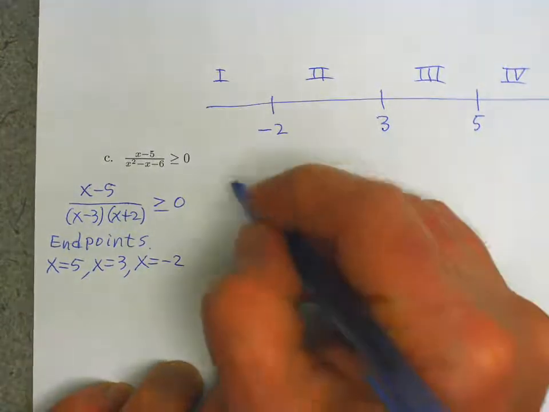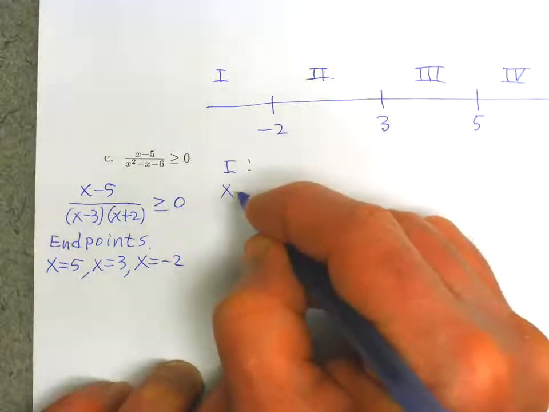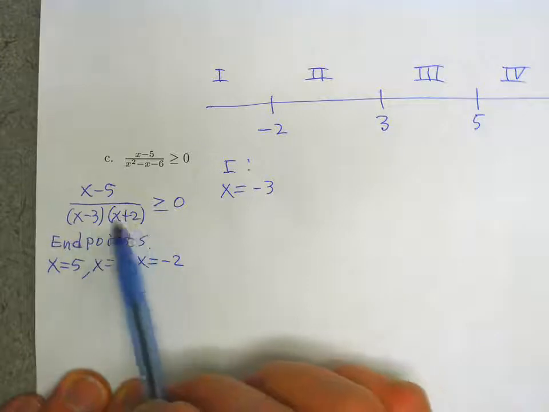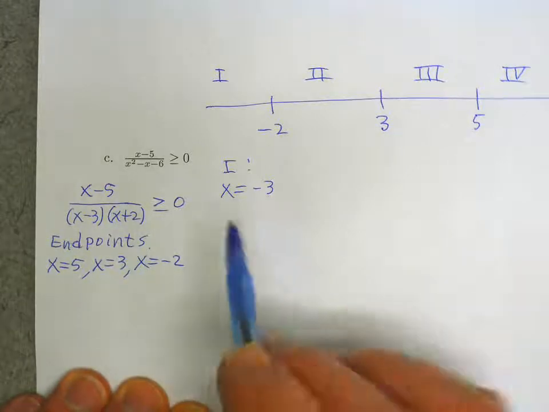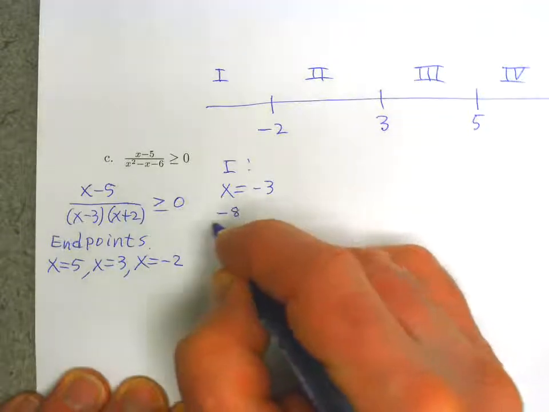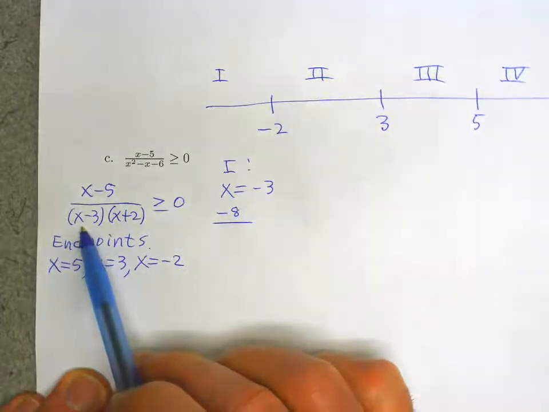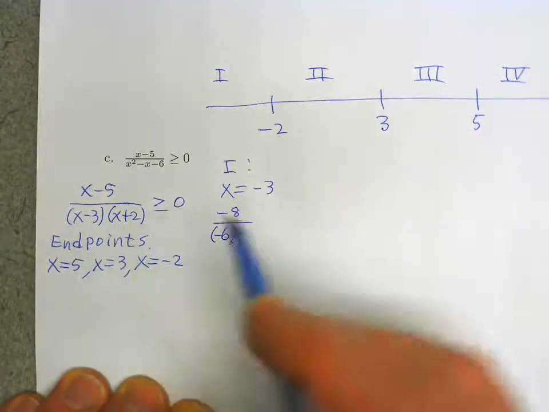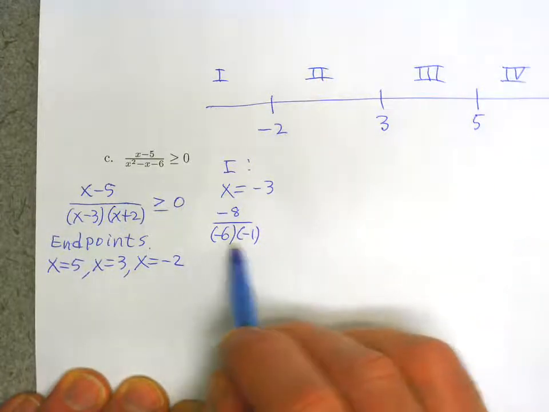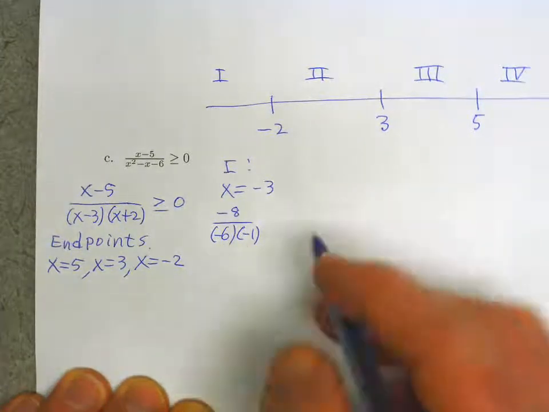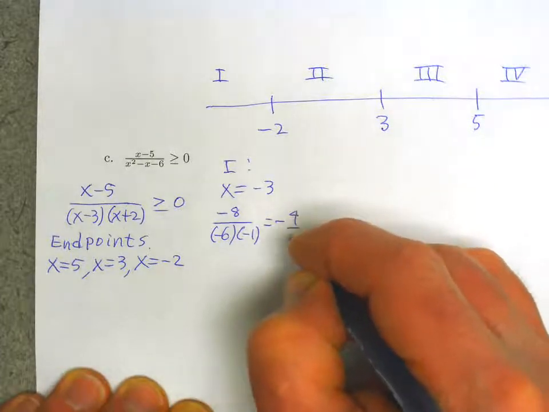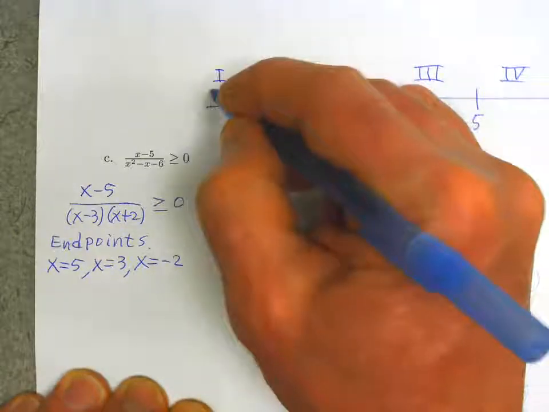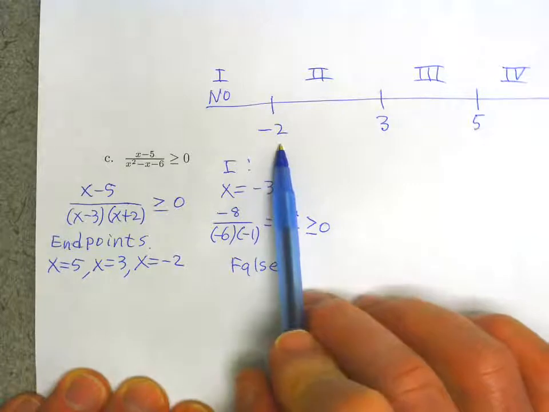Okay, so in the interval on the left, we'll pick x to be negative 3. And I'll just use the factored form of the denominator. When x is negative 3 in the numerator, negative 3 minus 5 is negative 8. In the denominator, this factor, negative 3 minus 3 is negative 6. And the other one, negative 3 plus 2 is negative 1. And this number, a negative divided by a negative times a negative is negative. This is negative 4/3 greater than or equal to 0. That's false. So none of the numbers from negative infinity to negative 2 are solutions.